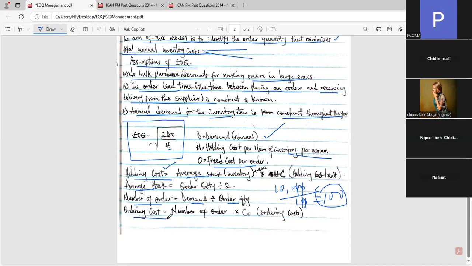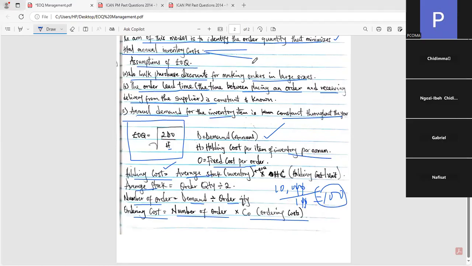The last one is ordering cost. Ordering cost is the same thing. Just say ordering cost per unit multiplied by number of orders. Okay? Ordering cost per unit multiplied by number of what? Orders. Please take note of that.